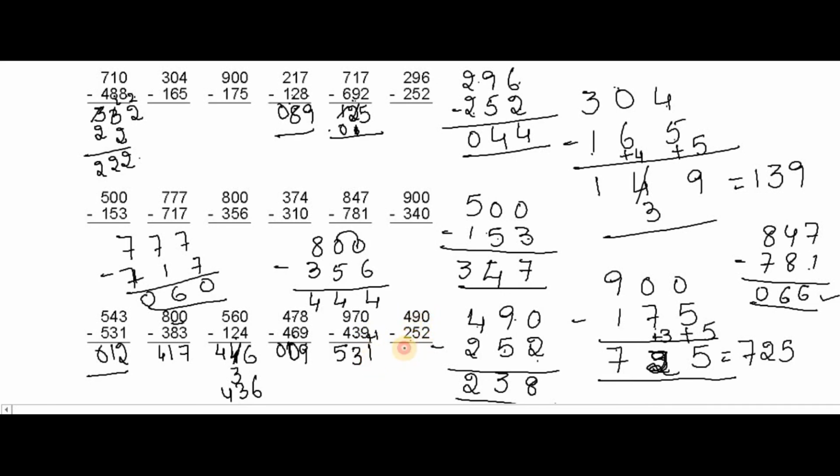4 minus 2 is 2. As 9 minus 5 is a match, we can write directly, but 0 minus 2 is a mismatch, so we will not write 4, we will write the before number. The complement of 2 is 8, 0 plus 8 is 8, so the answer is 238. In this way you can solve the match combinations and mismatch combinations. I hope you all understand today's class.